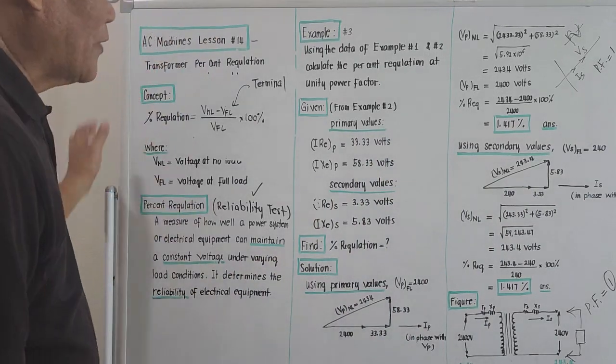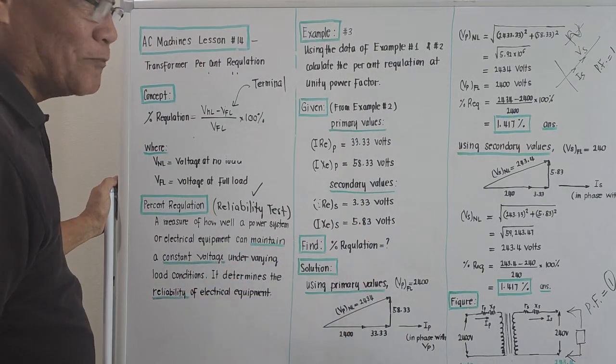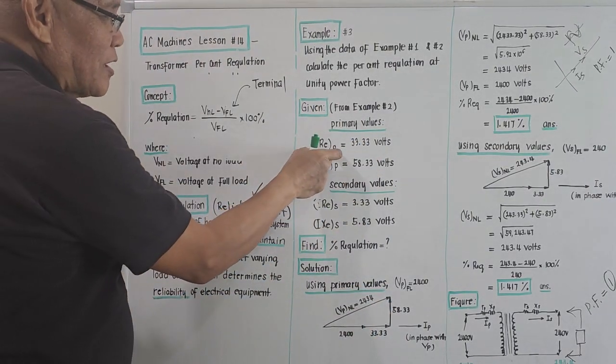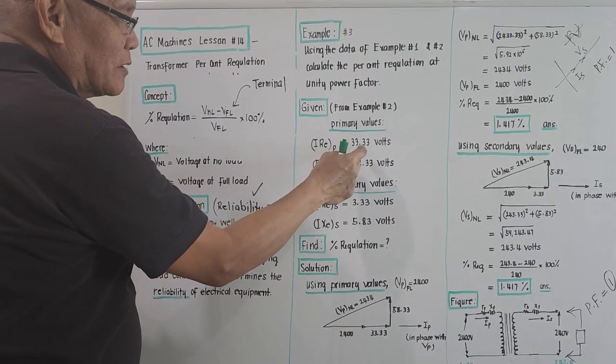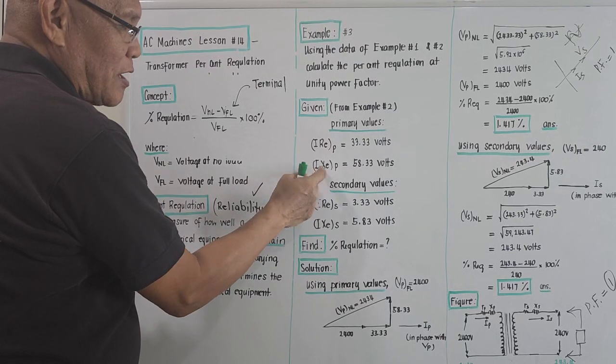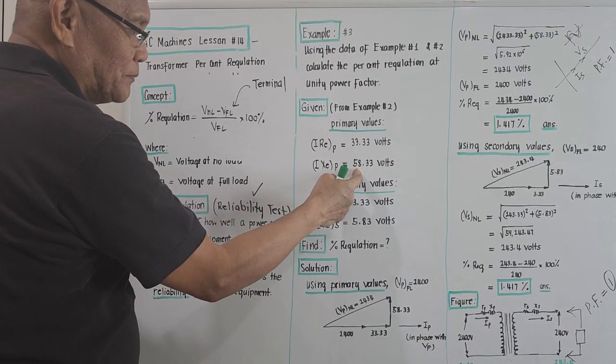Okay? So from example number 2, the primary values. Primary values meaning the voltage drops we have computed. Right? The voltage drop due to the equivalent resistance is 33.3 volts. And the voltage drop due to the reactance is 58.33.